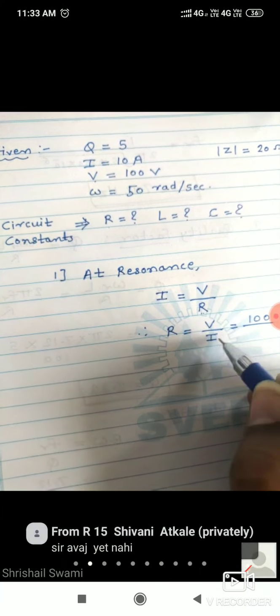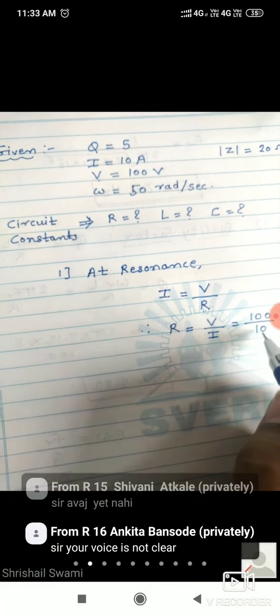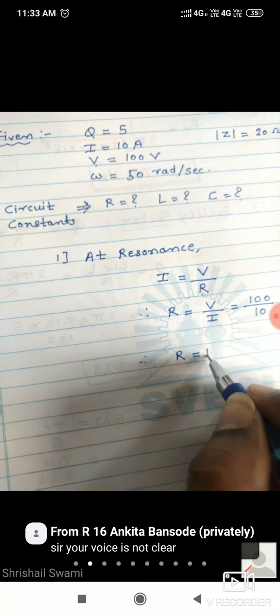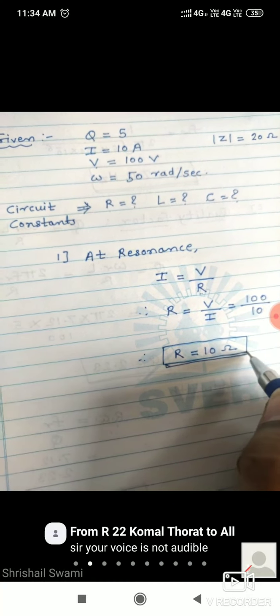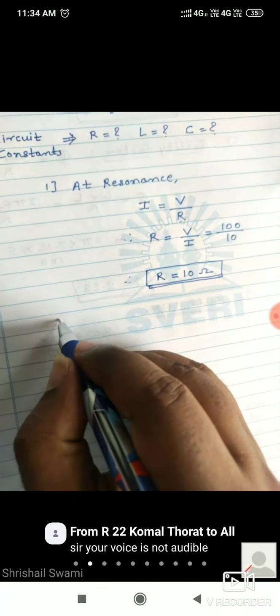So at resonance, the value of current I is nothing but total voltage V divided by R. So why is it R? At resonance the value of impedance is R. So here the unknown is R. So R is equal to V divided by I. V value is 100 and I value is given as 10 ampere. So 100 divided by 10, that is R, you got as 10 ohm.